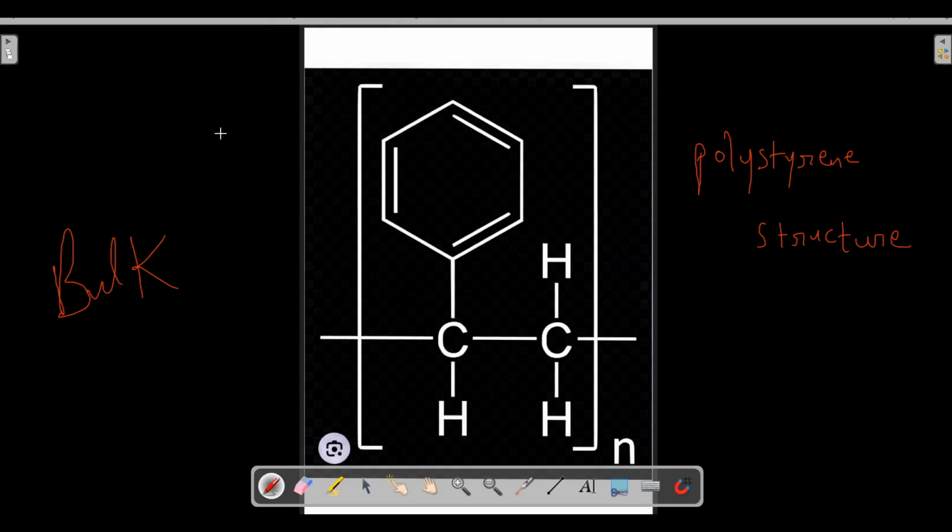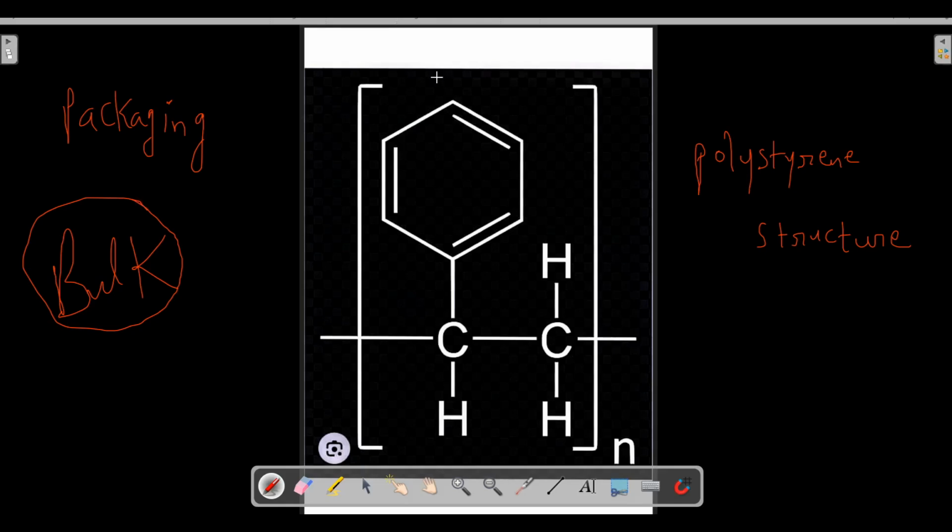Because what is polystyrene? It is used in packaging purposes. For example, packaging of furniture, packaging of glass, packaging of foodstuffs. So that is the purpose of polystyrene. Its usage is in packaging. So it is a compound derived from the bulk chemical industry.